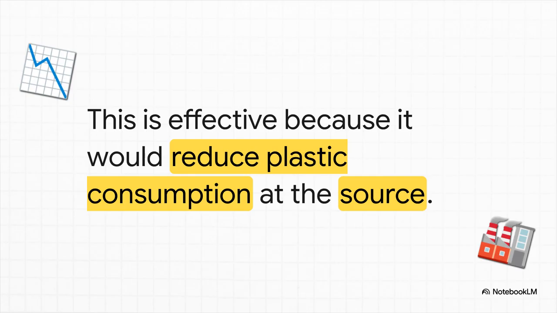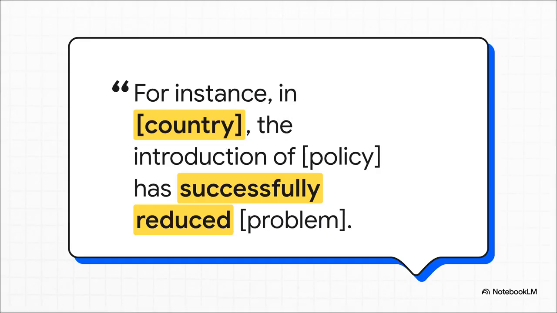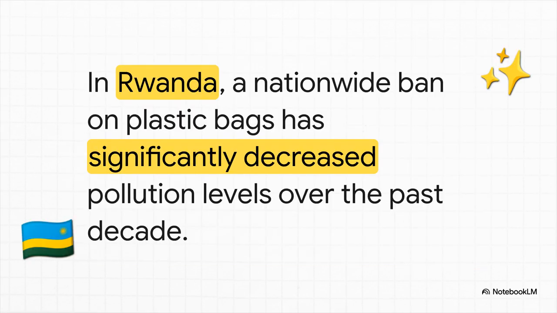Now let's back this idea up with some proof that it can actually work in the real world. You know, a proposed solution feels so much more realistic when you can point to a place where it's already worked. This sentence template pushes you to find a real-world example to make your idea feel totally achievable. And this right here is the clincher. The example of Rwanda provides concrete proof of concept.